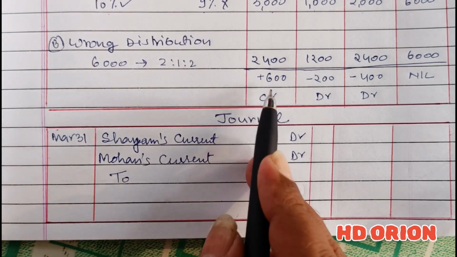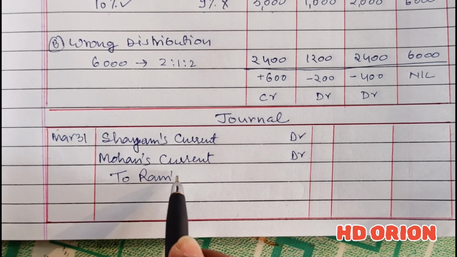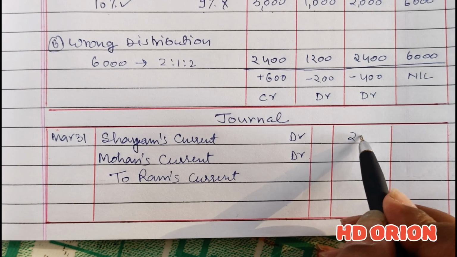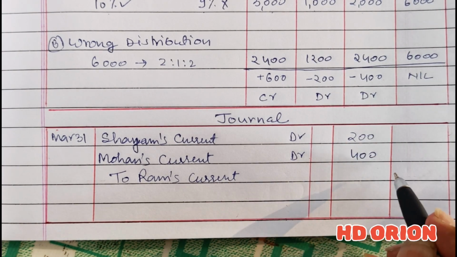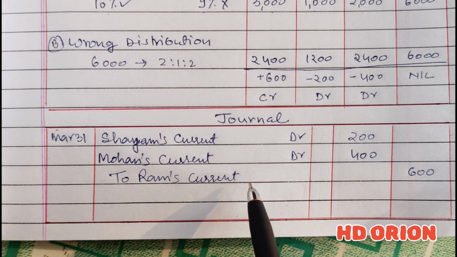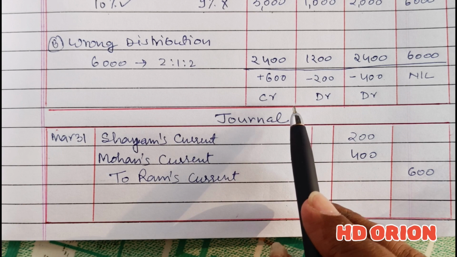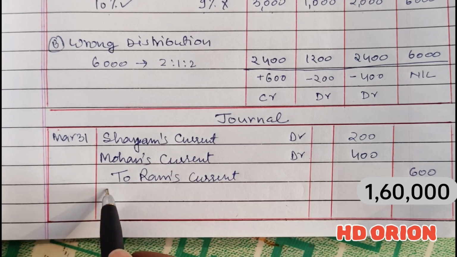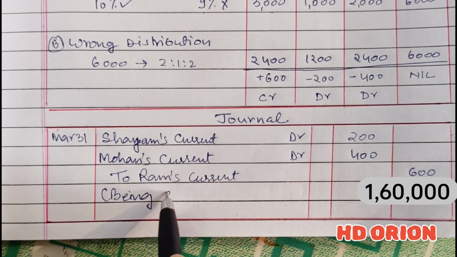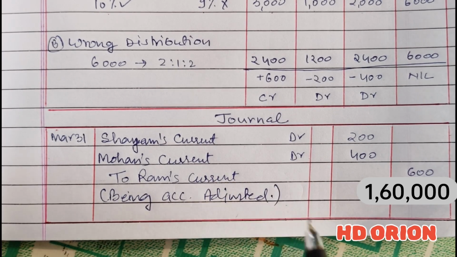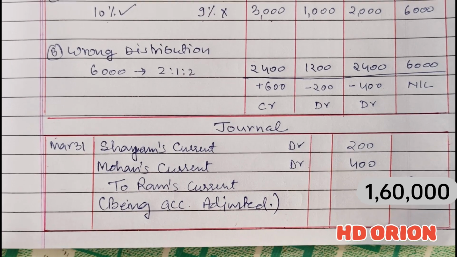To Ram. So Shyam is 200 rupees, Mohan is 400 rupees, and Ram is 600 rupees. Now by mistake, if you open the capital account here, this entry is wrong. You will not be granted marks here, but only for calculation or showing the working note. If there is any provision for that, then you will get the marks. Being accounts adjusted. So that is how the solution is to be made.